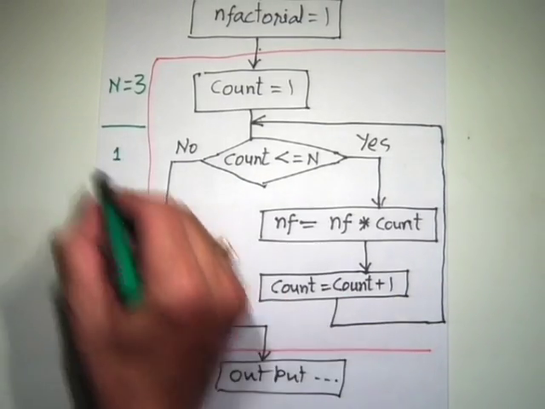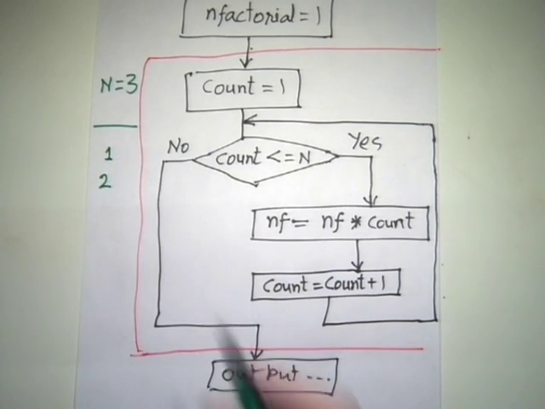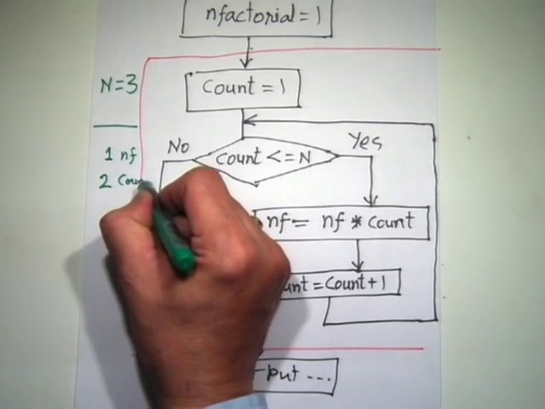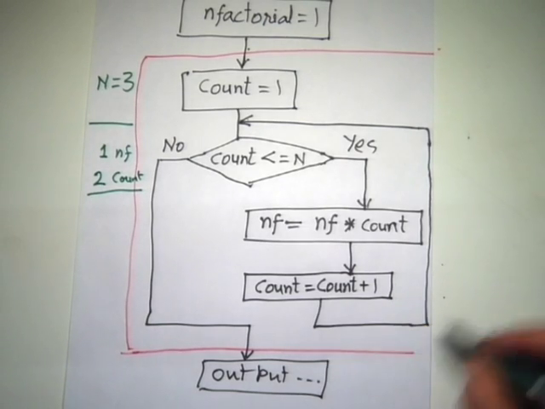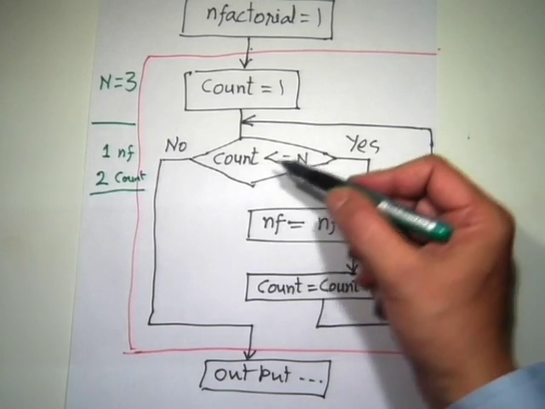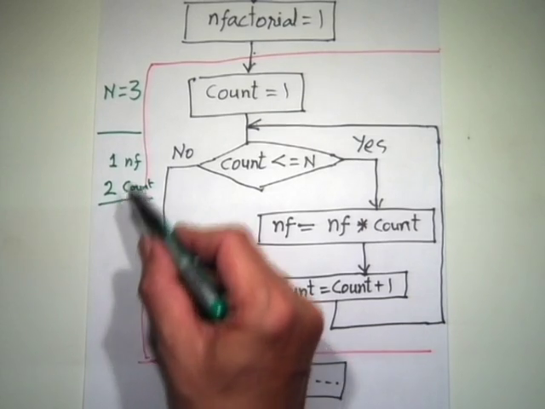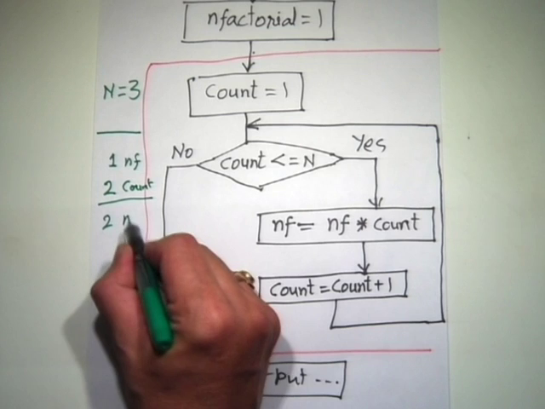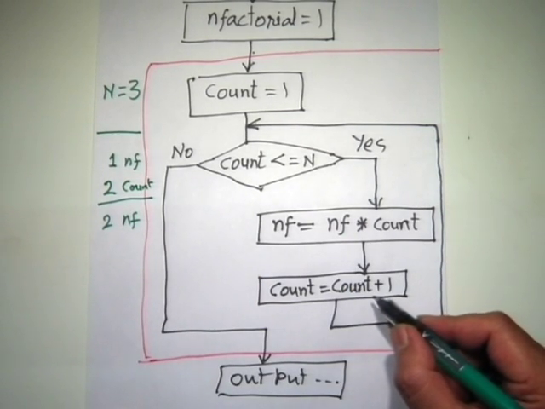And count is 2. So this is NF and this is count, at the end of first iteration. You agree? I will go back here. Count is 2 now. Is it less than or equal to 3? Yes, it is. I'll again come out here. Multiply NF by count. Now count is 2. NF is 1. So the multiplication will get me 2. So NF will now become 2. Come down here. Count is equal to count plus 1. That means count now becomes 3.